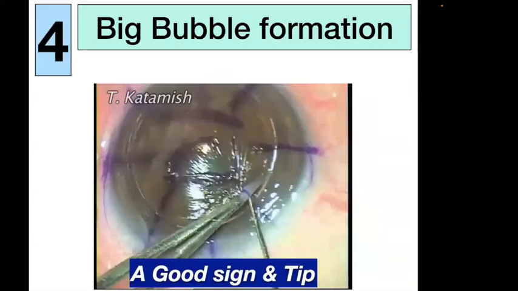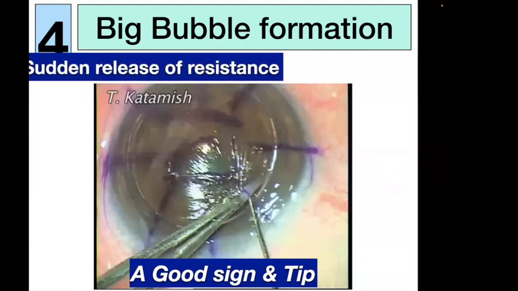A good sign and tip: as we know, the anterior stroma is tough, but the posterior stroma is not as tough as the anterior stroma. So if you are introducing your spatula and you find a sudden release of resistance, this means that you are very deep in the stroma, as in these two examples.